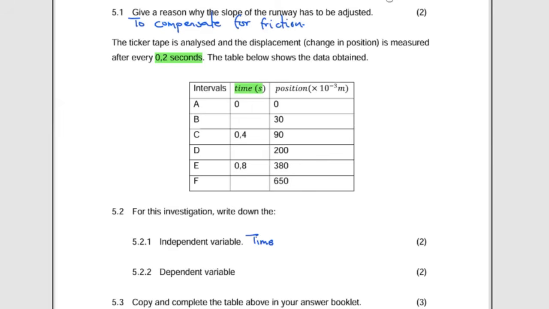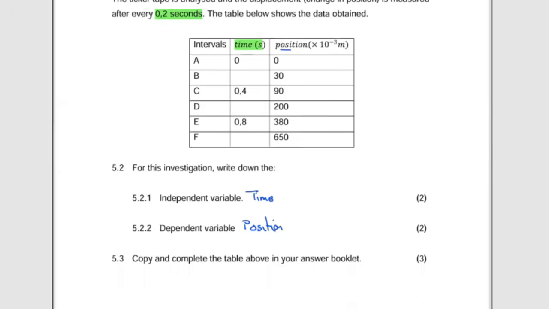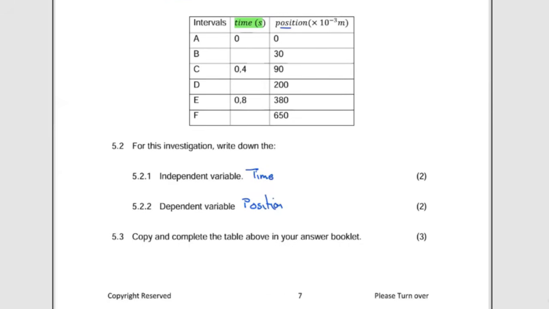Then after that, you are asked to refer to the dependent variable. In terms of this, we have our time as well as our position. So our dependent variable is going to be our position. Then I'm going to proceed to the next question, which reads: copy and complete the table above in your answer book.